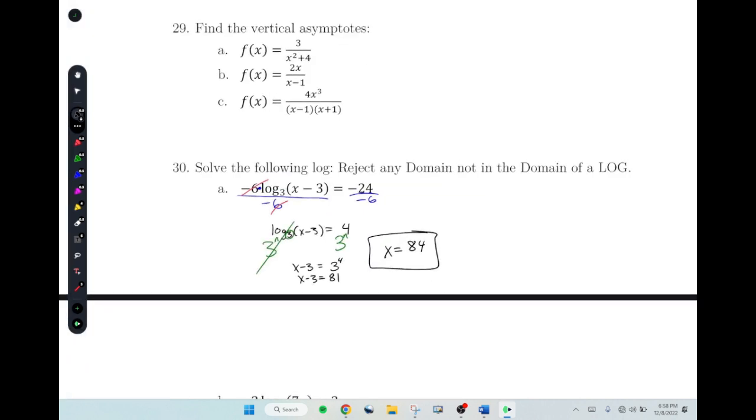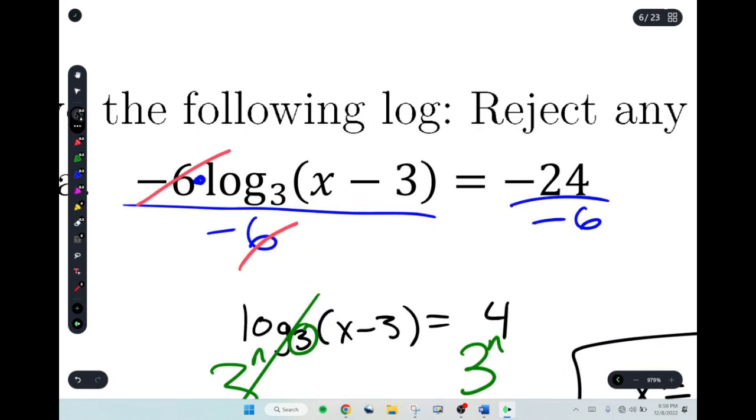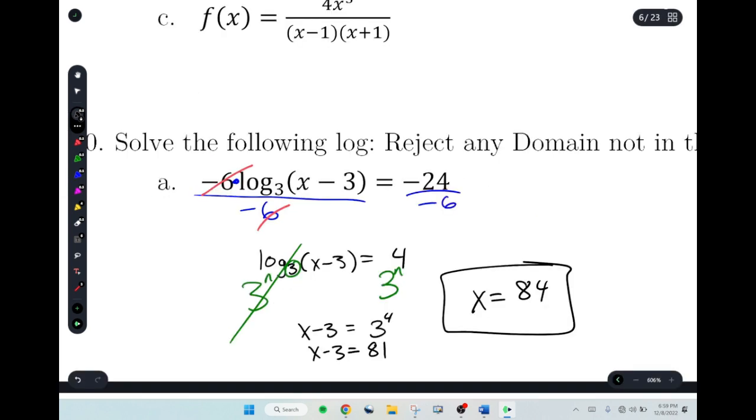Reject any value not in the domain of a log. Interesting. Is that a possible solution? If we plug it back in, does it give us a negative in the log? If we plug 84 in, is it good? What would be bad? Negative 84, right? Heck, negative 6 would have been bad. Heck, 0 would have been bad, actually. 0 minus 3 is a negative number. So there were a lot of possible bad things. This wasn't one of them.